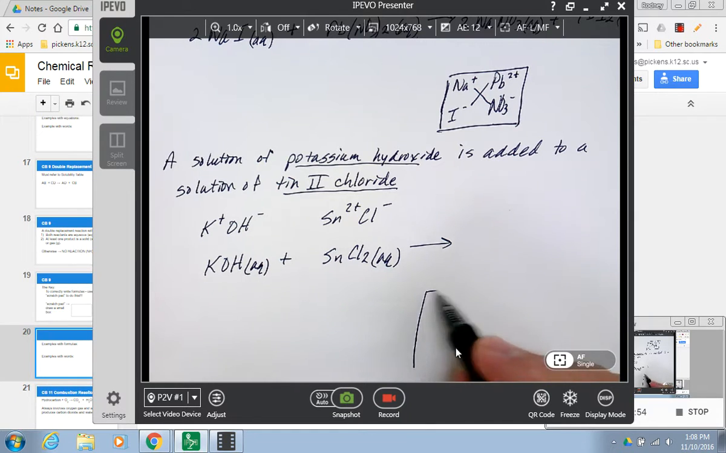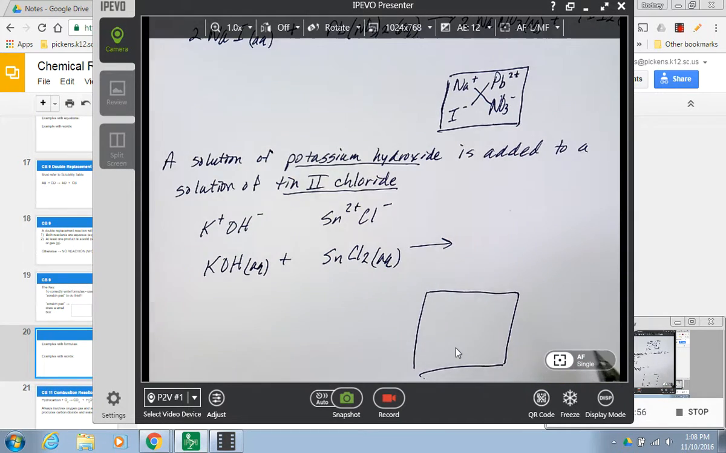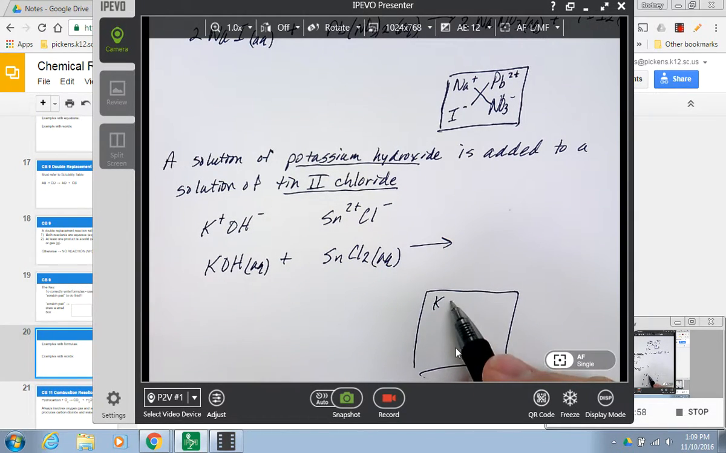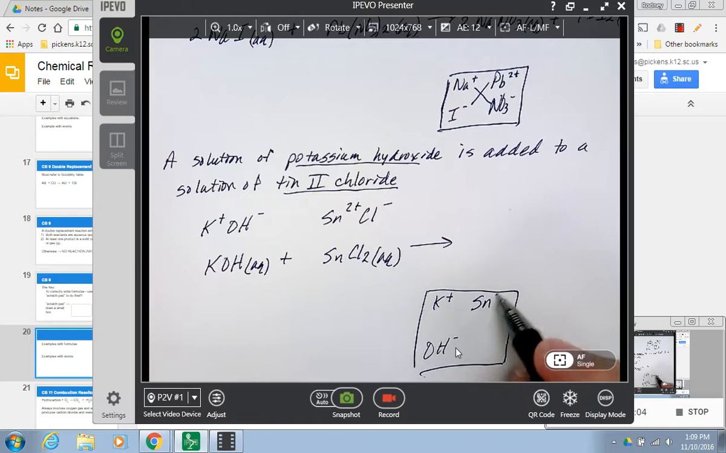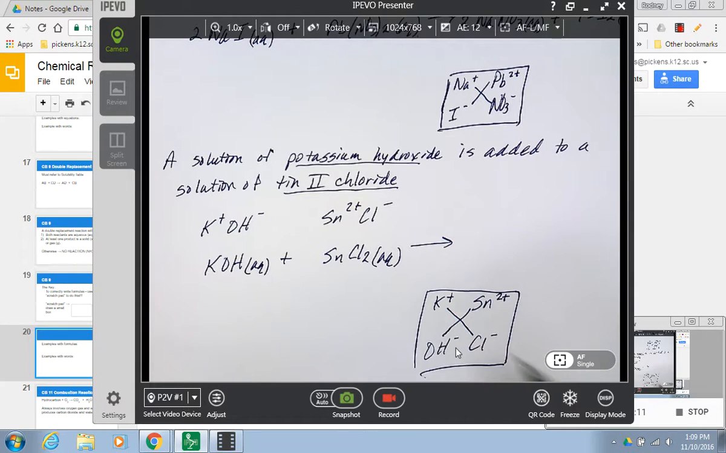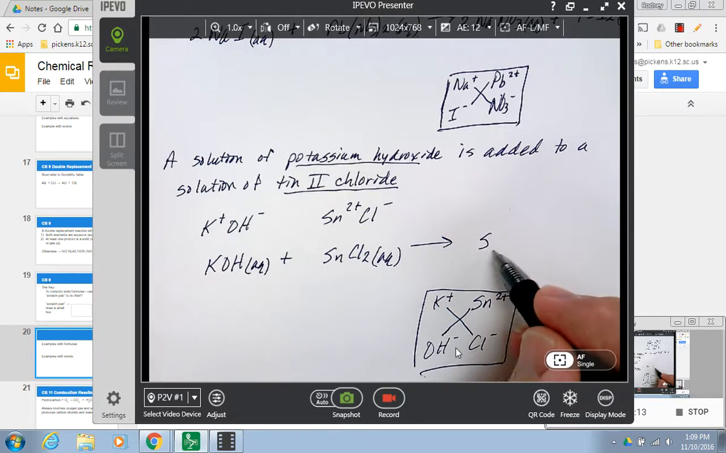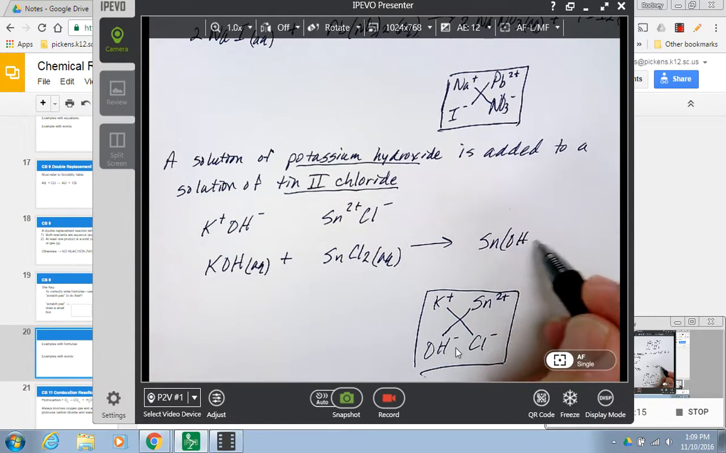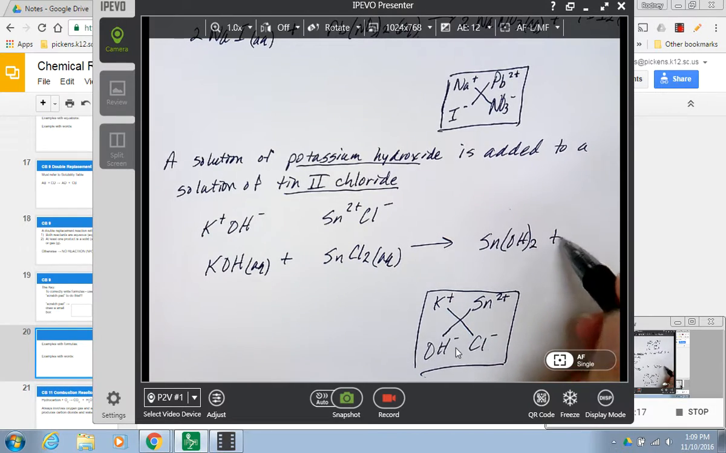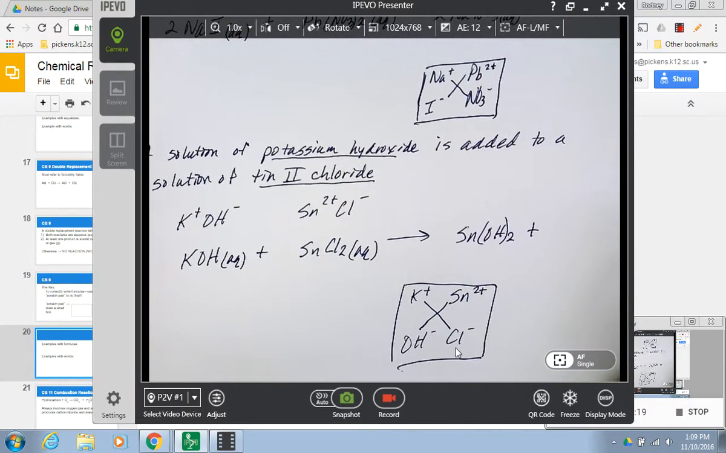We're going to make our little scratch pad just like we've done in the past. We're going to put potassium with a positive 1, OH 1 negative. We're going to have tin with a 2 plus because it's tin-2, and chlorine with a 1 negative. So tin is going to go with the hydroxide, potassium is going to go with the chloride. So we're going to write Sn(OH)2. We make sure the 2 is on the outside of the parentheses, plus KCl.